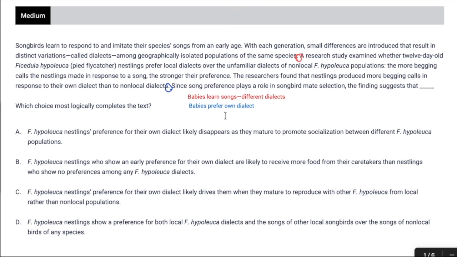The main message was that the nestlings preferred their own dialect, right? We see they produced more begging calls in response to their own dialect. It straight up says right here that they prefer local dialects over the unfamiliar dialects. So that's an example of how you can take what's important out of a fairly large chunk of text.